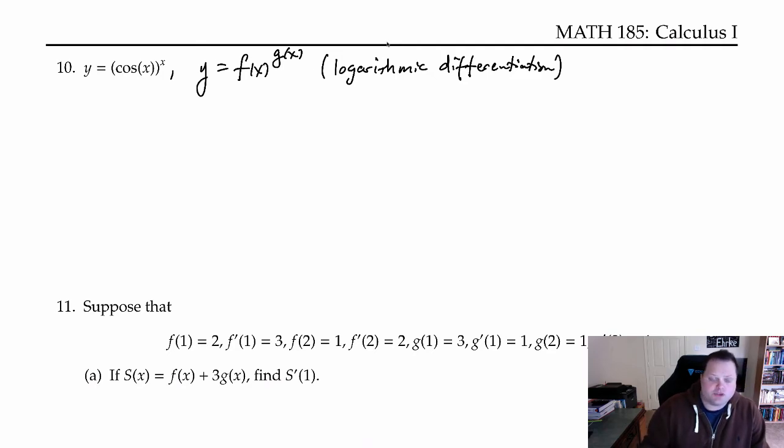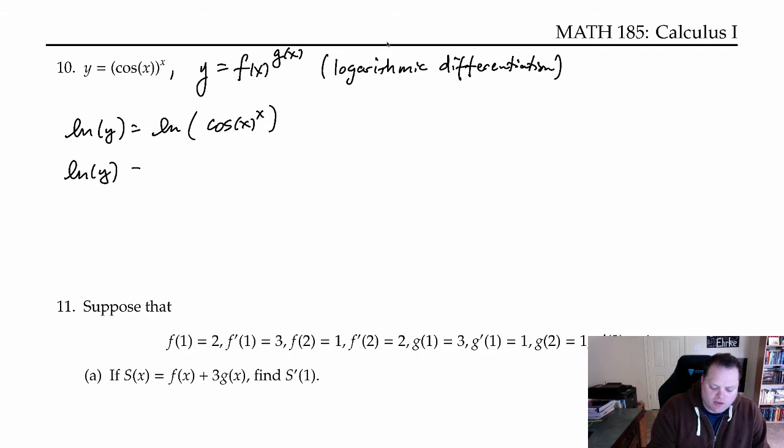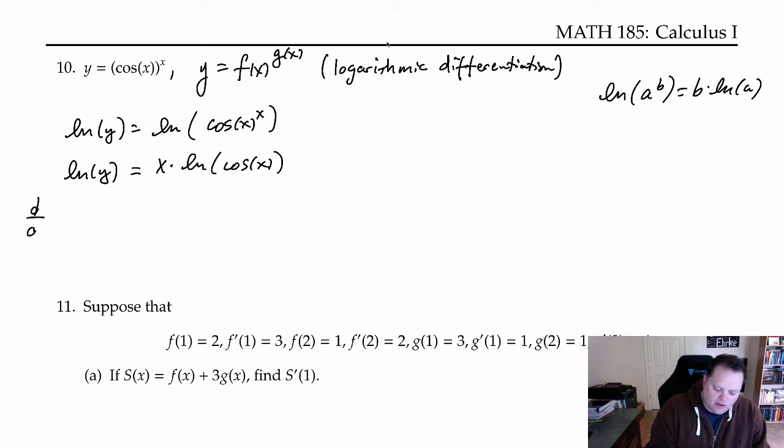So the way that logarithmic differentiation works is you take the natural log of both sides, and then once you've taken the natural log of both sides, you use properties of the log to make the right-hand side more appropriate to take a derivative of. For instance, the property of the log that's important here is if you have the natural log of a to the b, that's b times the natural log of a. So the x inside comes out, and now this is not too bad to do. I can now take the derivative of both sides with respect to x.